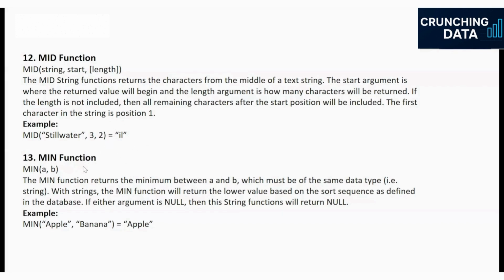Next, I have the minimum function. This minimum function works just opposite of the maximum function. In the maximum function, when I passed two string values, apple and banana, it gave me the result as banana because that was the maximum out of those two values. Here, it would give me the value as apple because the least value would be apple.